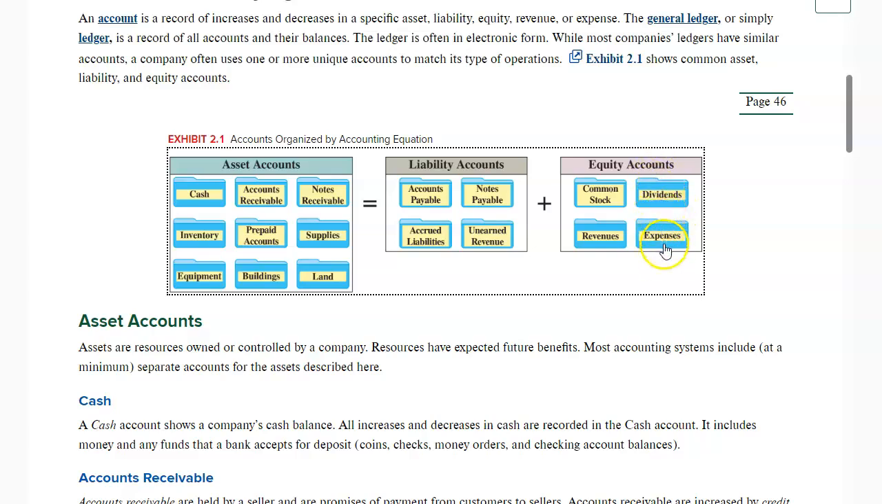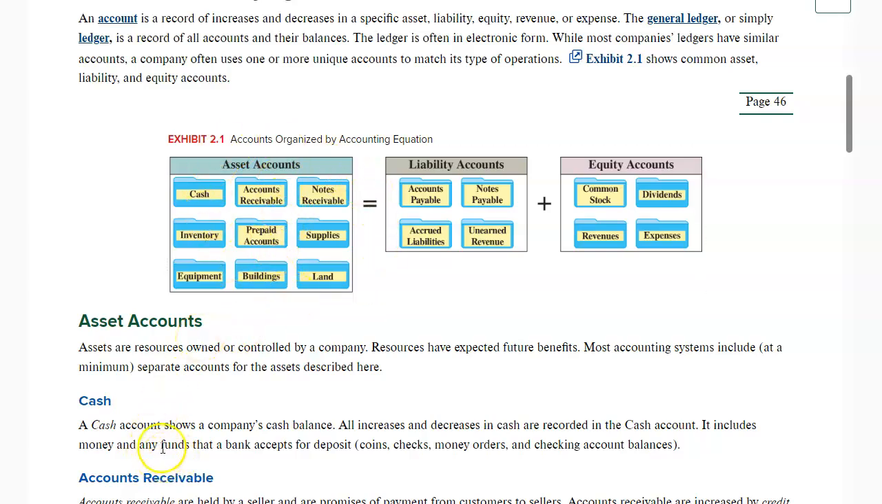Dividends and expenses will have a balance on the left side because they reduce the equity section of the balance sheet. Anytime you pay more dividends or incur more expenses, the balance in these accounts will go up on the left side, not on the right side. Common stock and revenues will be on the right. All the liability accounts will be on the right. All the asset accounts will be on the left. So the balance of those accounts will be on those sides.